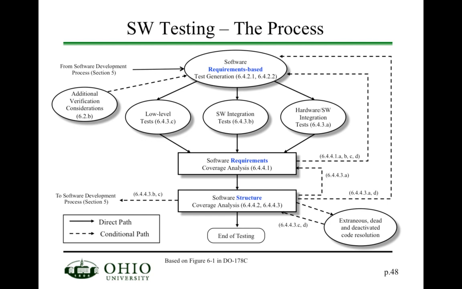If you look at the whole testing aspect of verification, it's summarized in this particular picture, which comes directly from module 08C. The test case generation is based on the requirements themselves. It's broken down into low-level tests, in which case we look at the low-level requirements and come up with test cases for them. Software integration tests look at how the modules interact, the interrelationships. And hardware-software integration tests check how the software is doing on the target hardware platform. Then, of course, we're going to perform a software requirements coverage analysis.